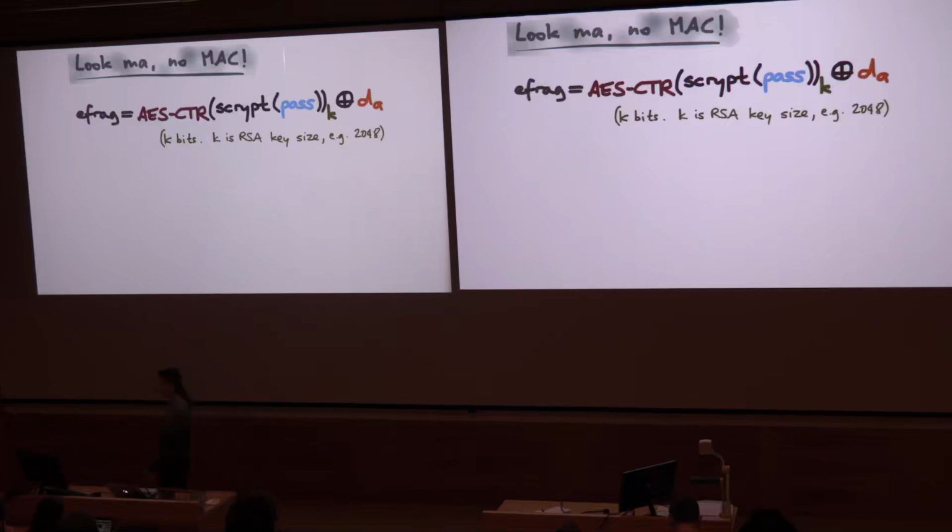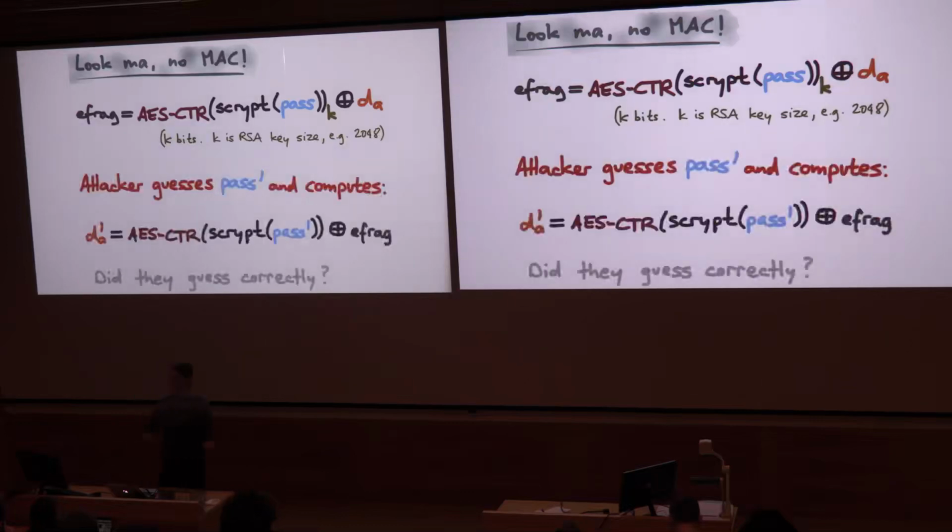And now an attacker who's stolen this encrypted fragment is going to go and guess some kind of password, say pass prime is their guess, and they're just going to run this function in reverse. They then get some guess of the key fragment, DA prime. And now if their guess of password is correct, then DA prime is going to equal DA, and so in that case, they can break the scheme.